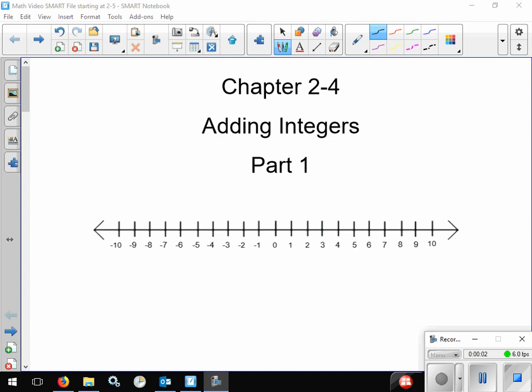Okay, in this video, we're looking at Chapter 2, Section 4, and we're adding integers. This is Part 1, which means there's going to be a Part 2, but if you're looking for the Part 2 video, you clicked on the wrong video. Okay, so you have the St. James heading at the top, as always, and then you write Chapter 2, Section 4, adding integers, and again, this is Part 1, so keep yourself organized.